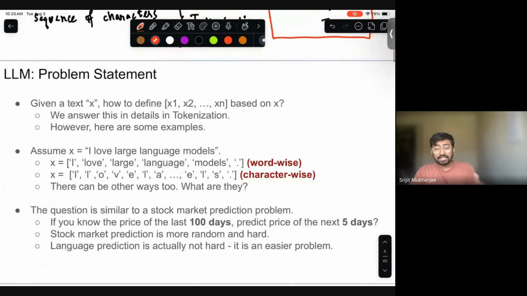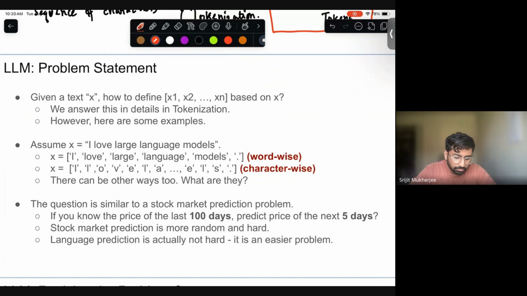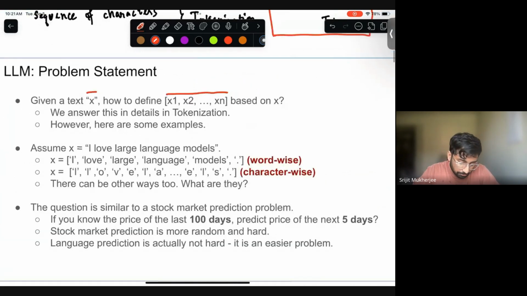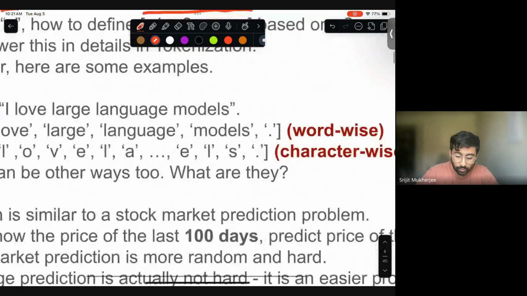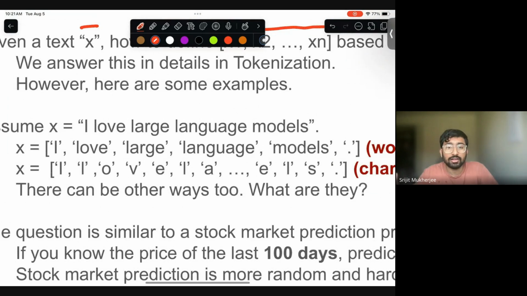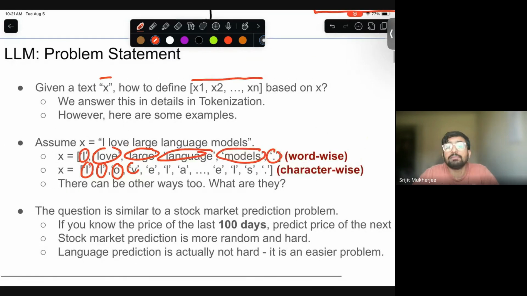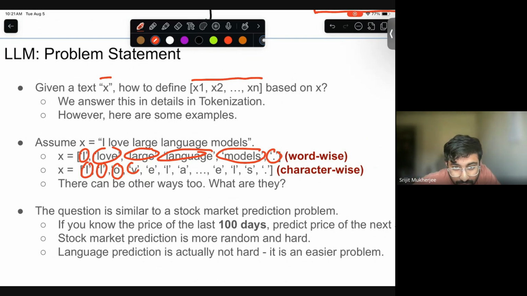Okay, let's revise this basic stuff. Given a text X, you want to define some X1, X2, Xn. We will again do this in tokenization, but here are some examples. X can be a sequence of words. Let's say this text is, I love large language models. Each word, love, large, language, models, can be a token, and in fact this full stop is also a word. Similarly, you can do it by character: I, L, O, V, dot, dot, dot. So this can be character-wise too. So the question is, can there be other ways that increase your understanding? And if yes, then what are those ways?